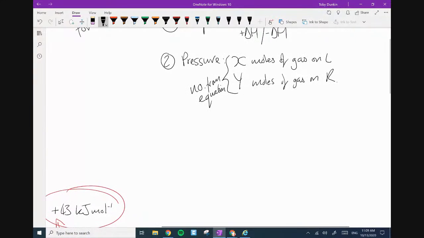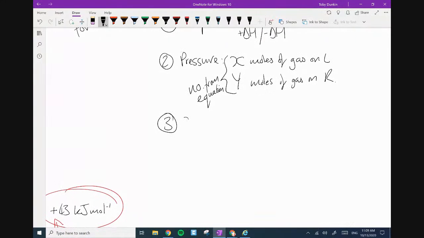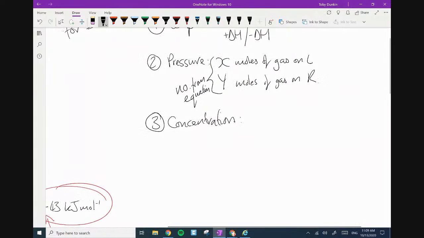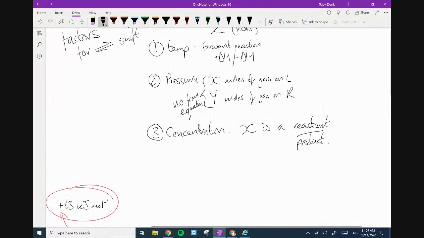Okay, number three, concentration. So concentration for KOFS, for knowledge, is X is a reactant or product. Yeah, that's it. And we'll come back to that in a minute.